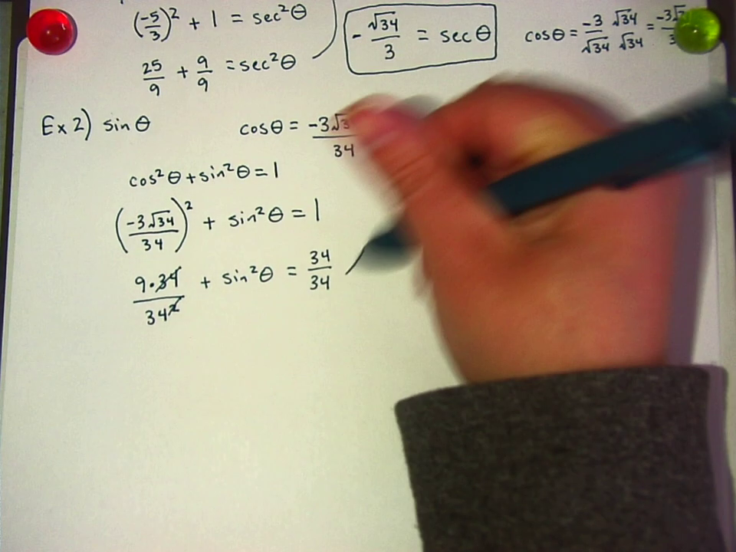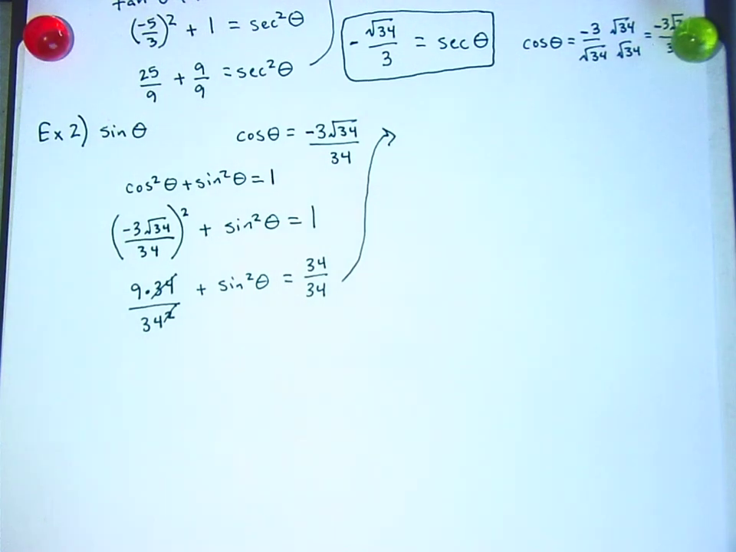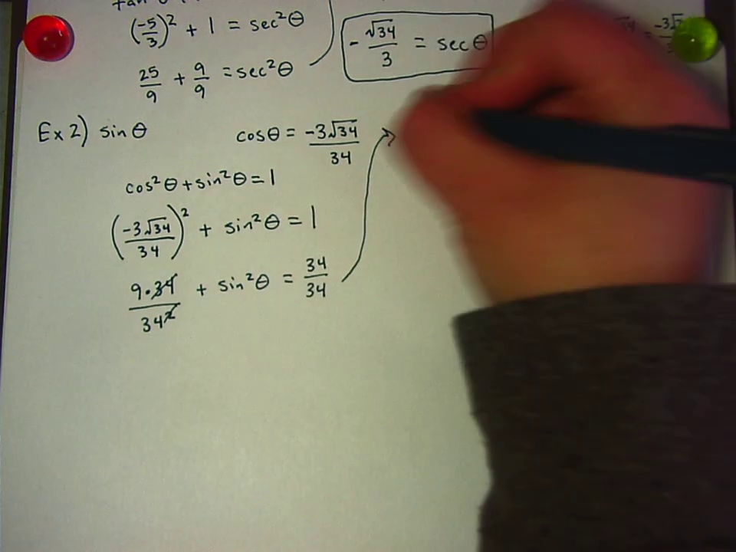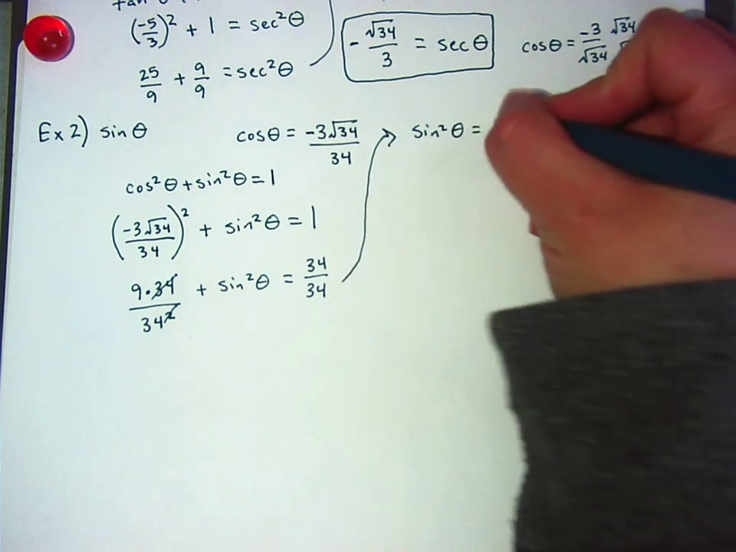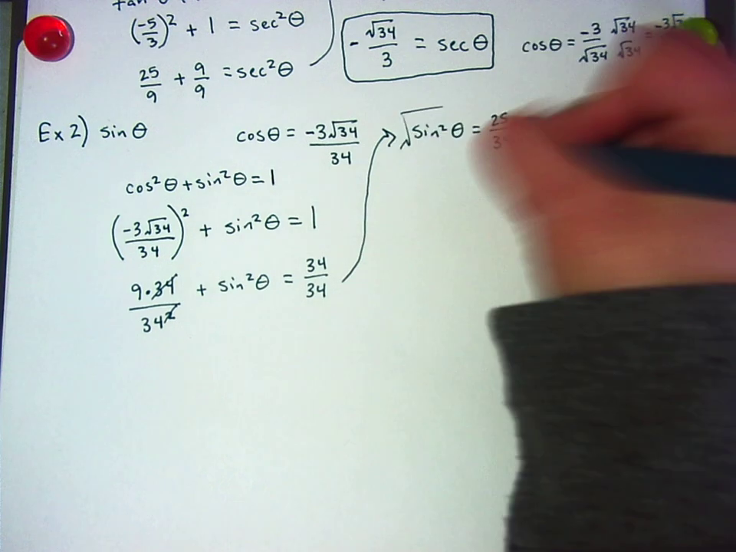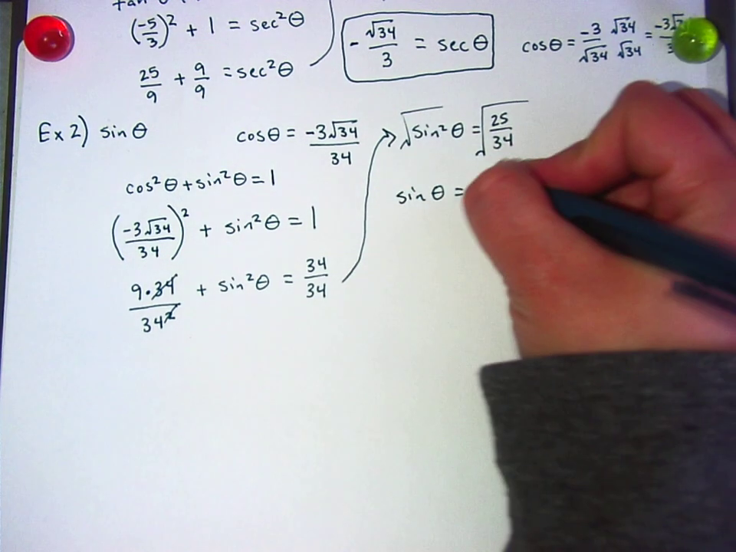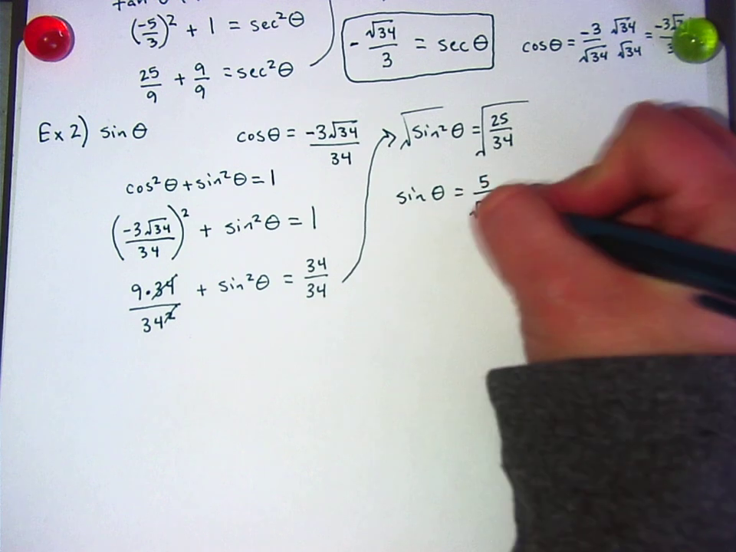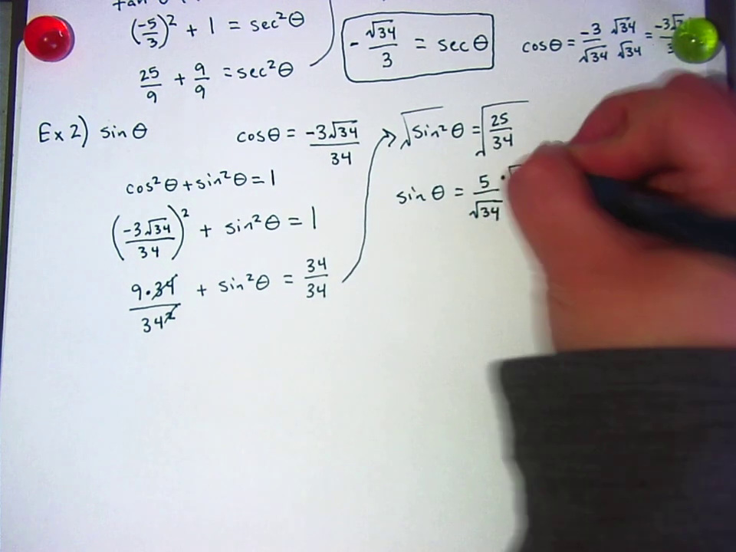Okay, now what should I do? Right, so now I've got sine squared theta equals 34 minus 9, which is 25 over 34. Square root. Sine of theta equals 5 over the square root of 34, which we'll have to rationalize.